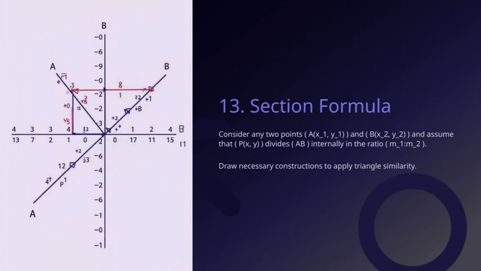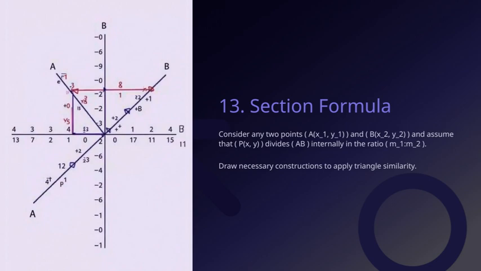Let's start by drawing the necessary constructions to apply triangle similarity. First, consider any 2 points, A with coordinates (x1, y1), and B with coordinates (x2, y2). Now, suppose we have a point P with coordinates (x, y), that divides the segment AB internally in the ratio m1 to m2. This ratio is crucial because it helps us find the position of P along AB, and it's the foundation for the section formula.